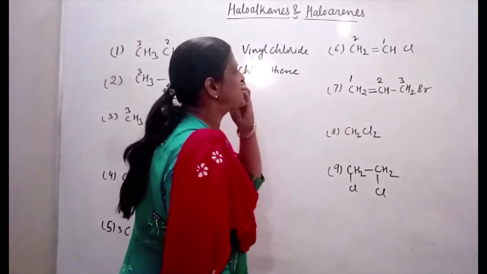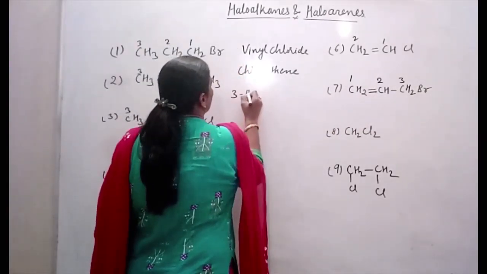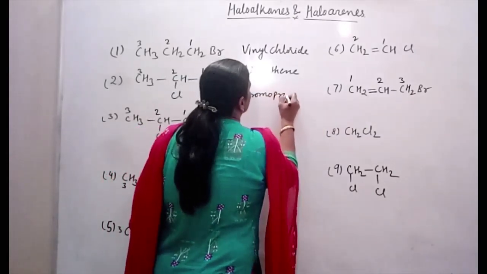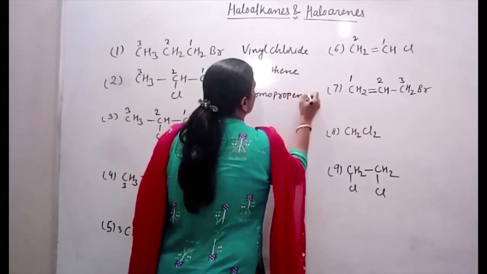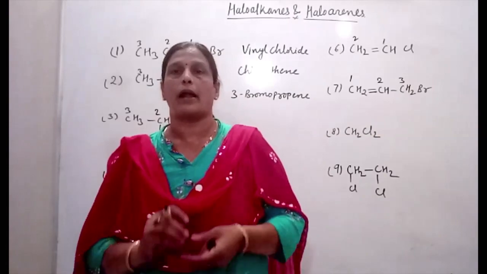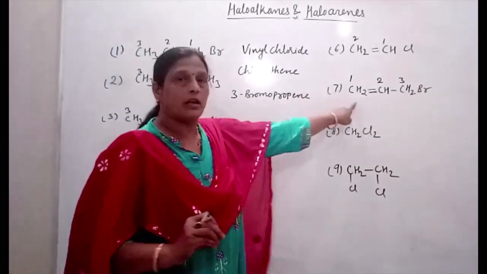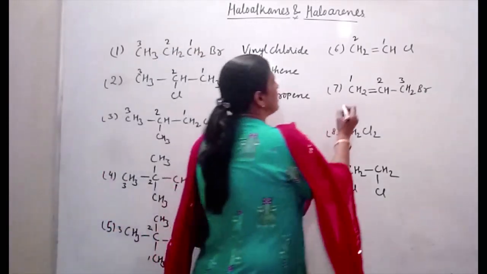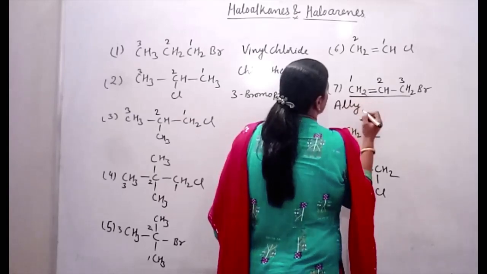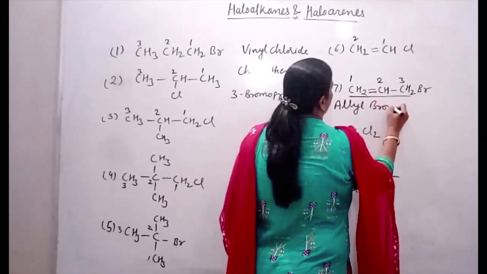This compound name is 3-bromopropene. Here the double bond is present at position one, so it is not necessary to mention its position, and its common name: this group is the allyl group, which we have discussed earlier. So its common name is allyl bromide.